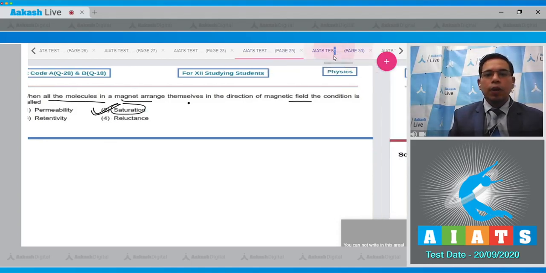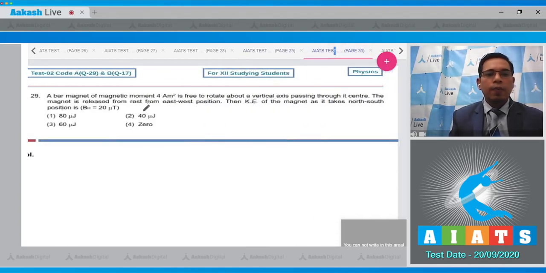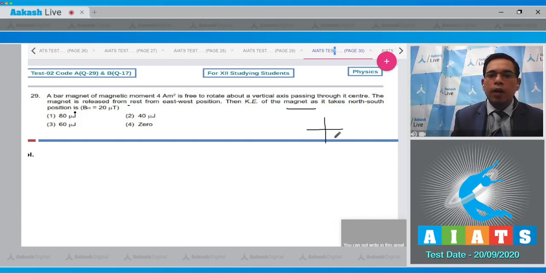Now move to question number 29, which states that a bar magnet of magnetic moment 4 ampere meter square is free to rotate about the vertical axis passing through its center. The magnet is released from rest from east-west position. Then the kinetic energy of the magnet as it takes north-south position is, Bh is given as 20 microtesla. Now dear student, consider the situation. Initially this is east-west position and finally it is north-south position. The magnet is rotating from this to this. That means initially theta is 0 degree and finally theta is 90 degree.